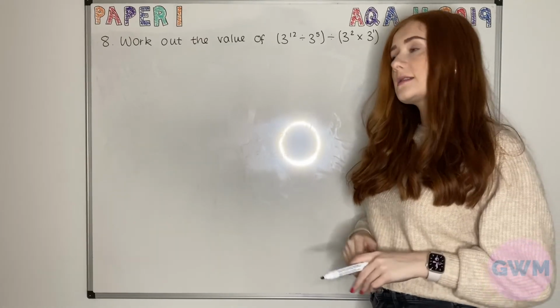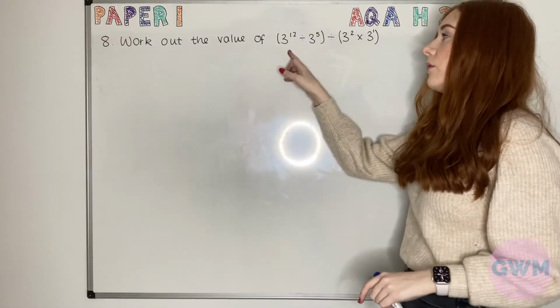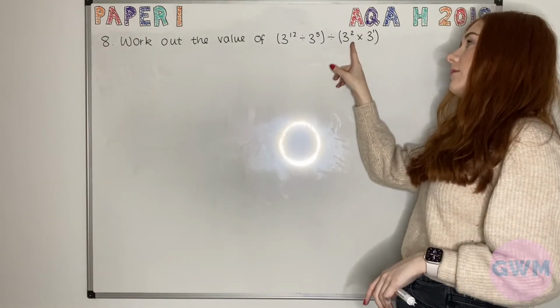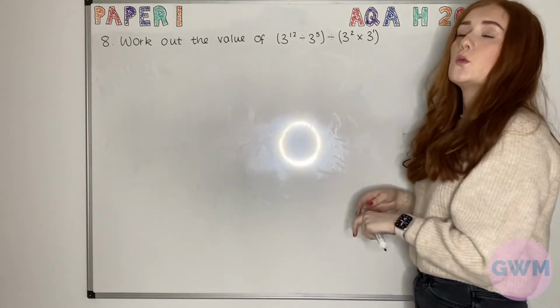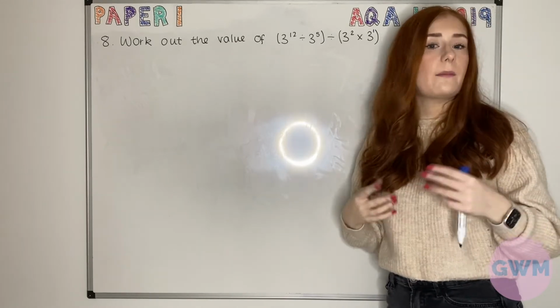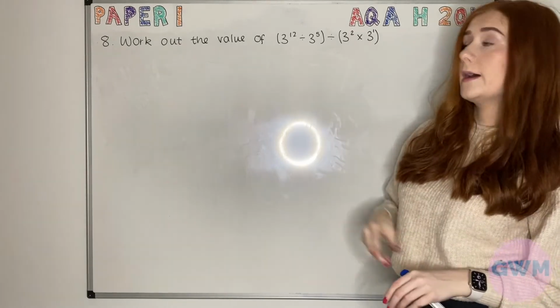Question 8 now, so that's looking at division and multiplication of powers. So work out the value of 3 to the 12 divided by 3 to the 5, and that is all divided by 3 to the 2 times 3. Now, you'll see I've added a little 1, so when we have a number by itself, really there's a power of 1 there, but we just don't write that in standard maths. So that's going to be important, so just remember there is that 1 there.